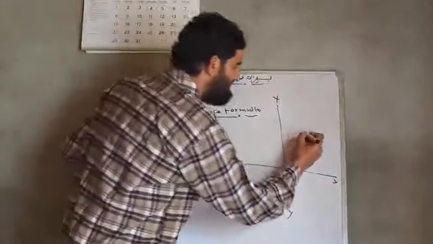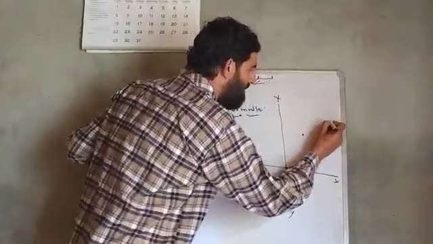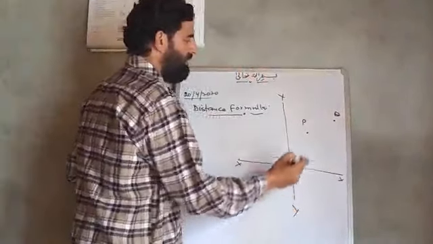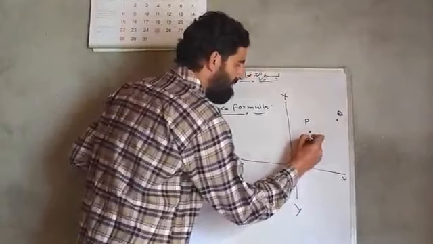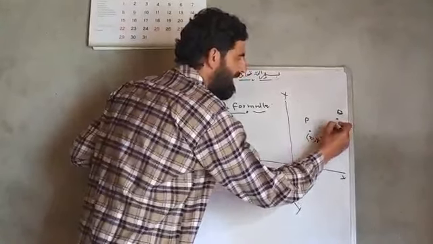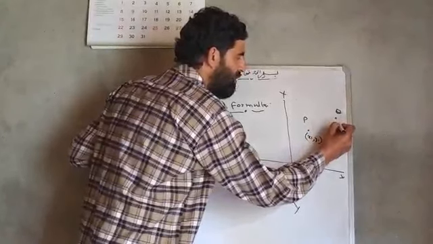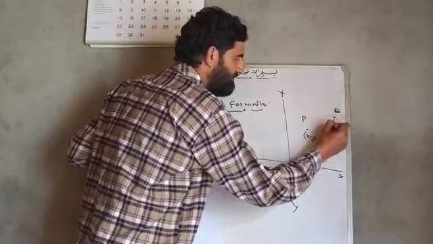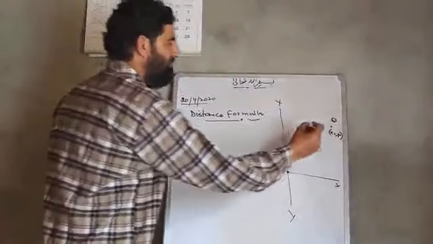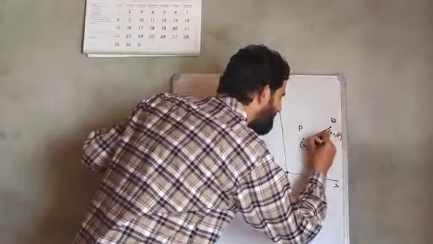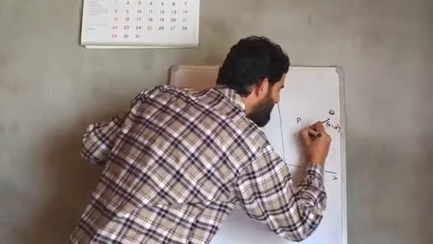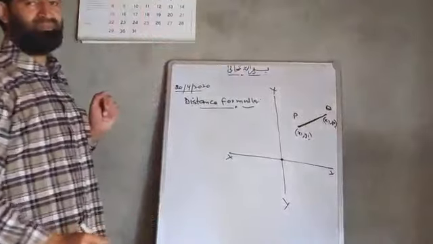Now let us take 2 points, P and Q. Let the coordinates of P be x1, y1, and the coordinates of Q be x2, y2. So these are the coordinates of point P and point Q. Let us join these 2 points. We will get a line segment PQ.